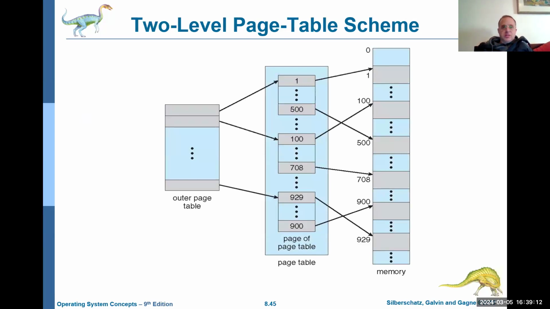We have an image like this. For example, here's our page table. These little boxes here, this is like the location. This is the frame. Frame 1, frame 500, frame 100, etc., frame 700, etc., 900, etc., 928, 900. These are the frames where they're located.